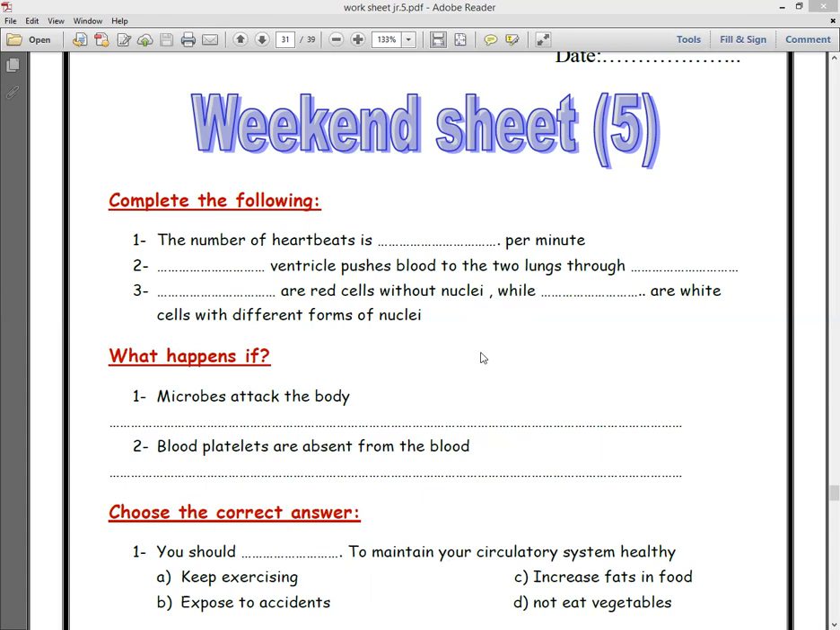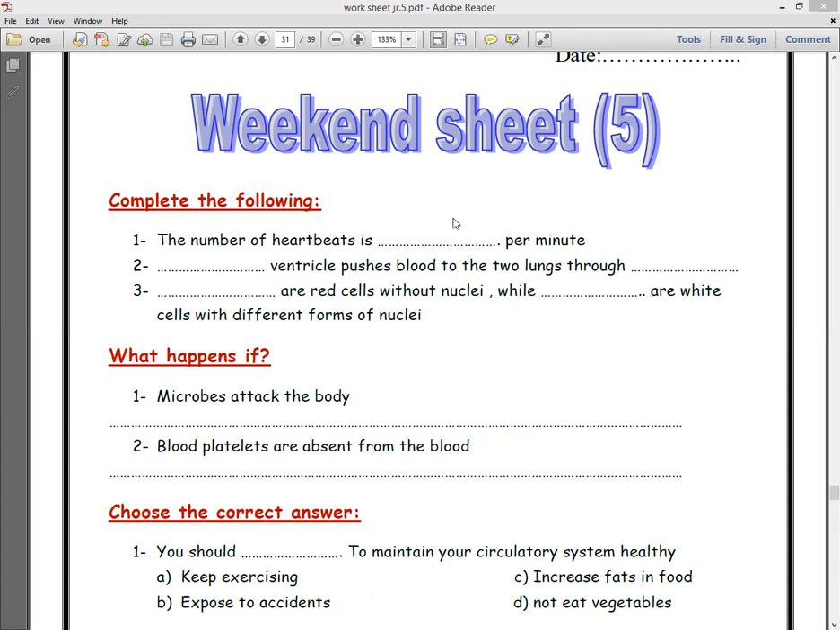And then we finish the blood vessels. There are 3 types of blood vessels, which are what? The blood vessels are arteries, veins, and blood capillaries. And then component number 3 of the circulatory system, which is the blood. The blood consists of red blood cells, white blood cells, and blood platelets and the plasma.